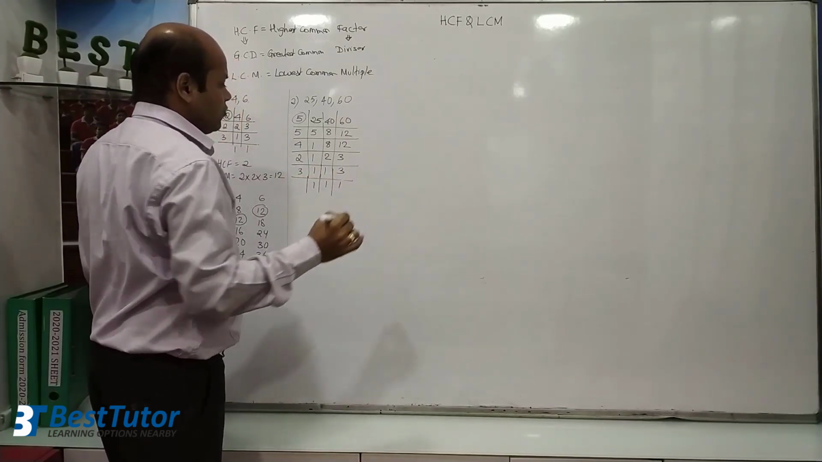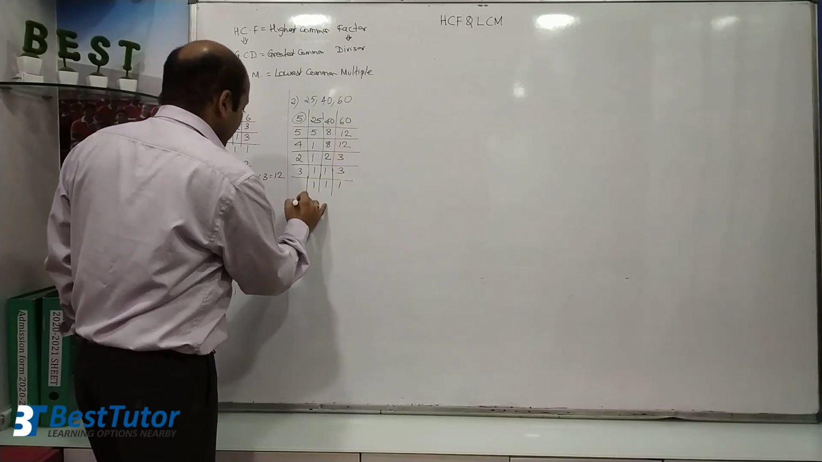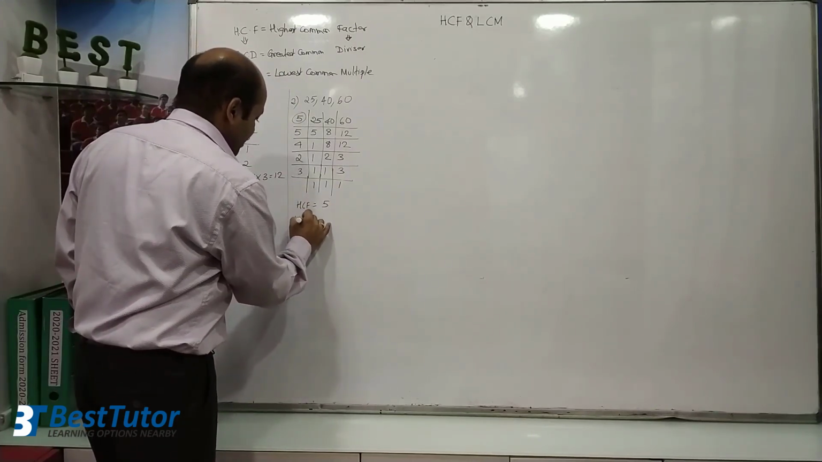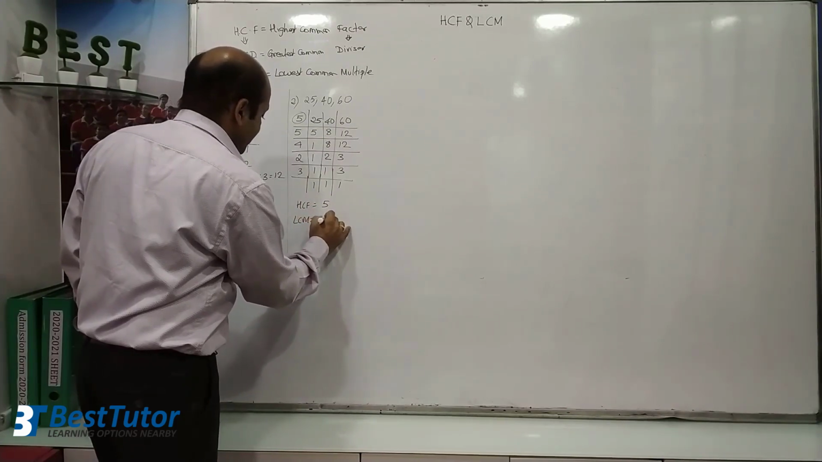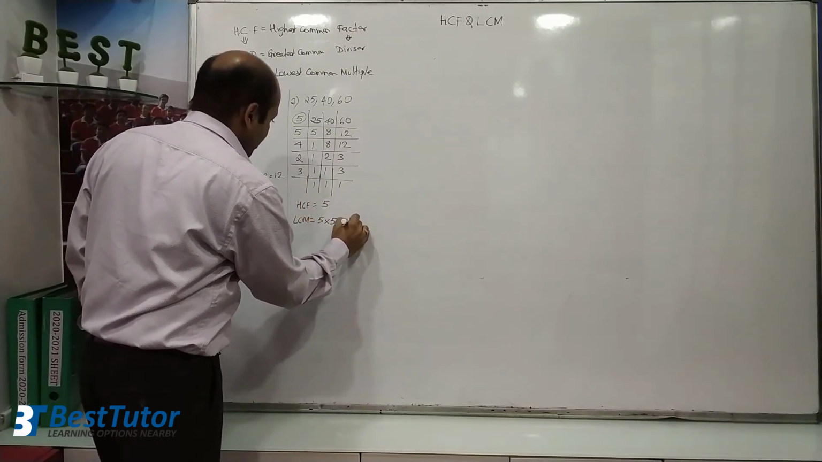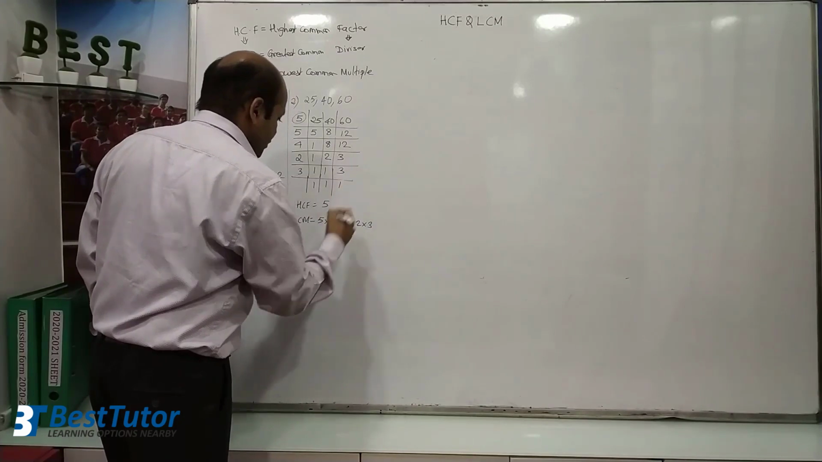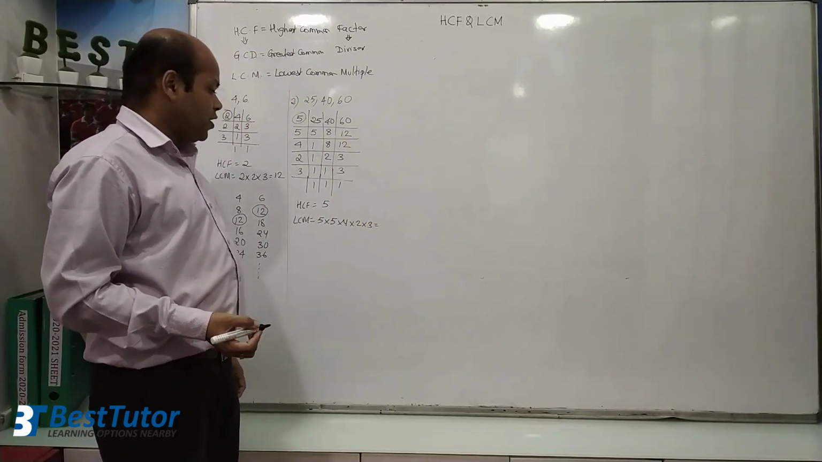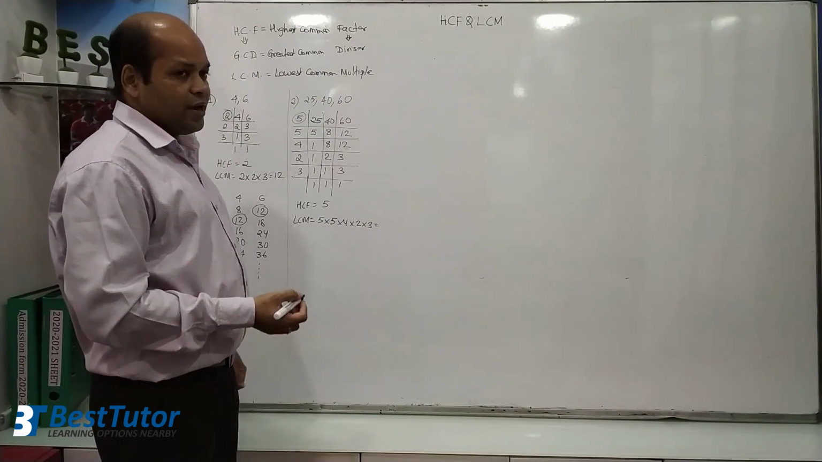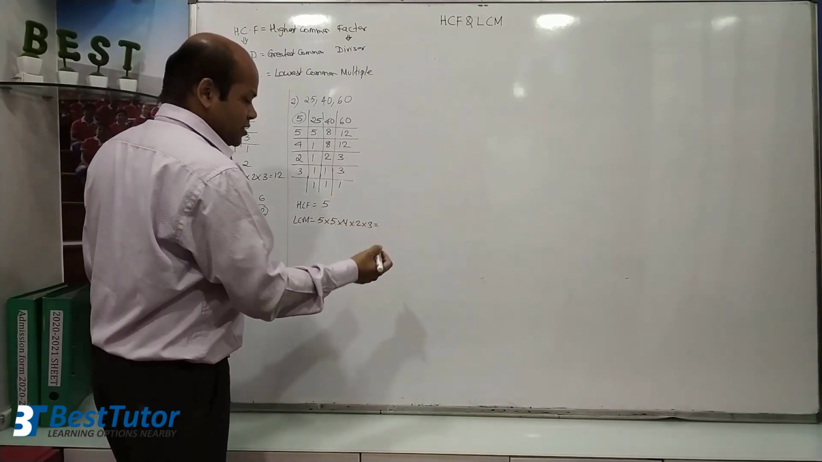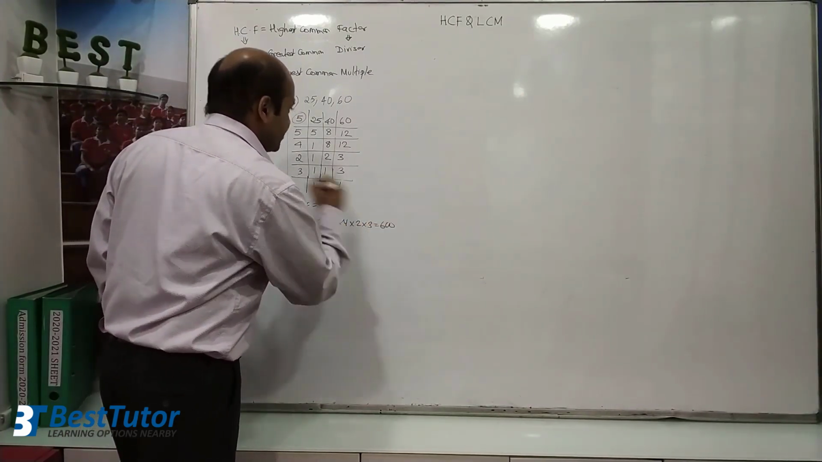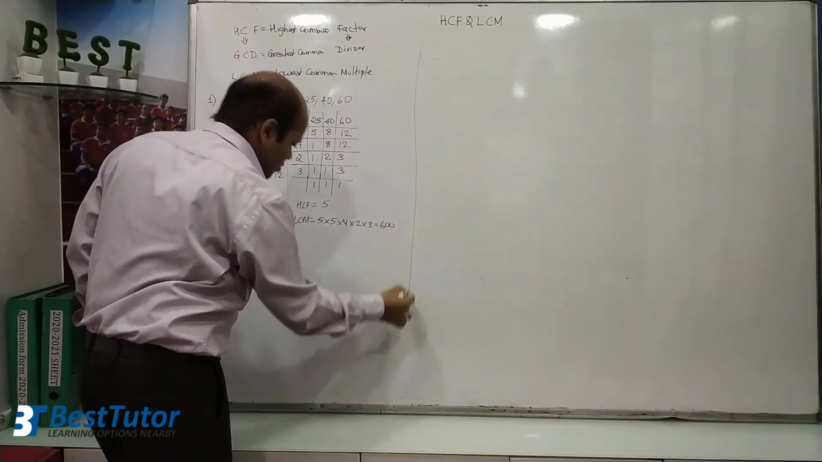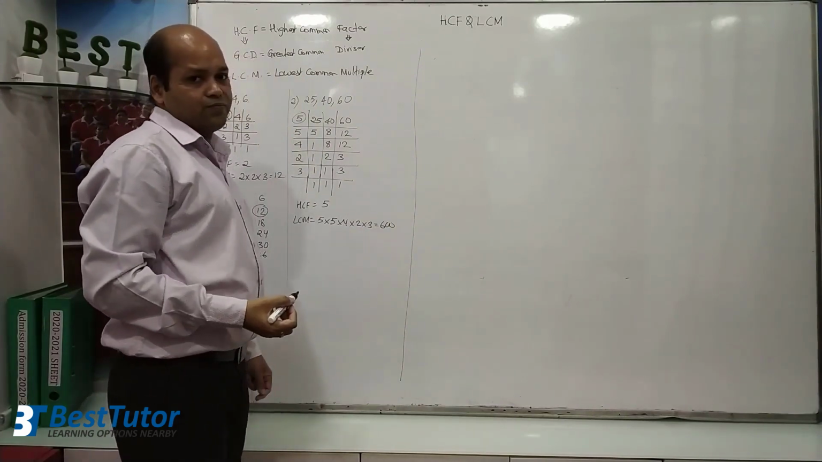Until I get all 1, 1, 1, we have to continue. What we have, the HCF as 5. LCM is 5 into 5 into 4 into 2 into 3. What is the LCM? 5 into 5, 25. 25 into 4, 100. 100 into 6, 2 into 3 is 6, that is 600. That's the HCF and LCM methodology that we need to remember.